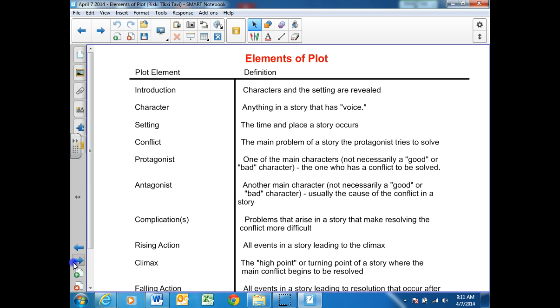A character is anything in a story that has what I call voice. And what I mean by voice is it can think or it can speak. Okay? If something in a story can think or speak, it has voice, which makes it a character. So in fiction, just about anything can be a character. A tree can be a character if it can think or if it can speak.